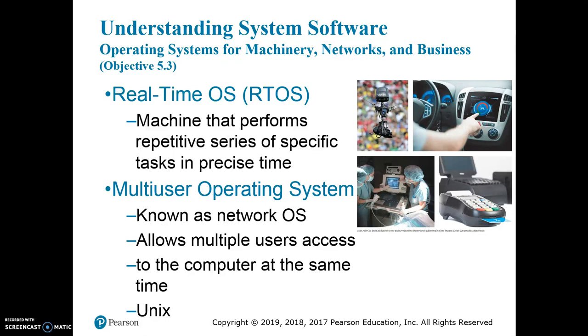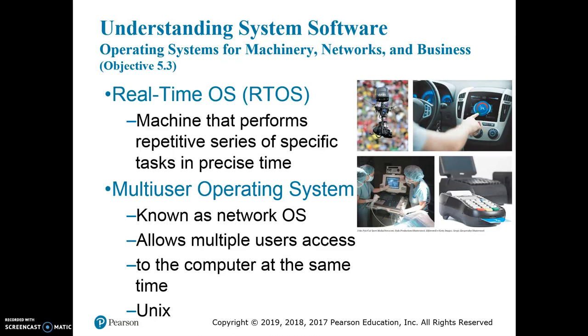Okay, so specialized operating systems are needed for machinery, networks, and business. All right. We have multi-user operating systems, and what these do is they allow multiple users access to the computer at the same time. Okay. An example of this is Unix. So Unix is a multi-user, multitasking operating system that is also used as a network operating system. Unix is proprietary, so you can read about that more in your book. I'm not going to spend a lot of time on that here.